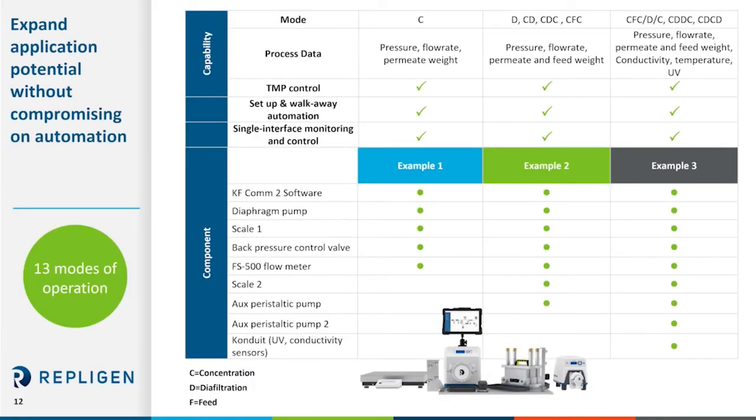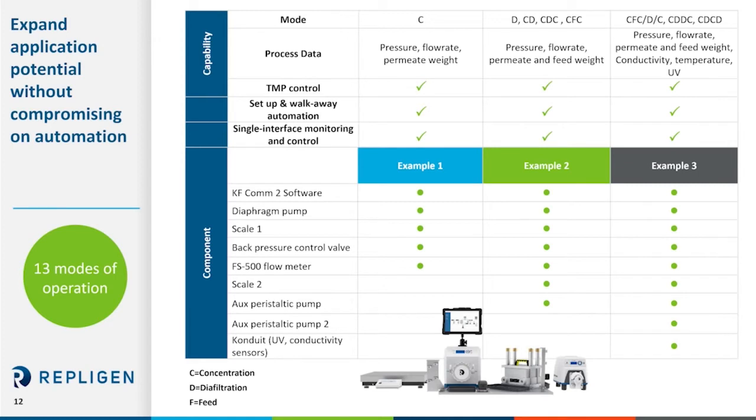Even with scaling, there is no loss of automation. Both scales offer the same level of automation. Through system communication, the integration of the components, the modular capability, and the software, the operator is able to run 13 different modes. In this table, C means concentration, D diafiltration, and F feed.